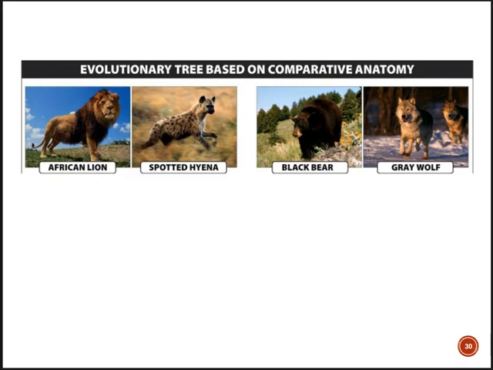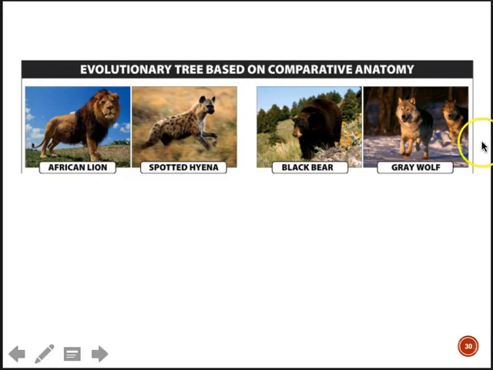And there's a couple of different things that we base it on. The first is we're going to do comparative anatomy, or morphology is another way to say that. So we've got these 4 organisms sitting in front of you. We've got this African lion, the spotted hyena, the black bear, and the gray wolf. And if you were just to look at these pictures, what 2 species would you say, just based on how they look on the surface, which 2 would you say were the most similar?